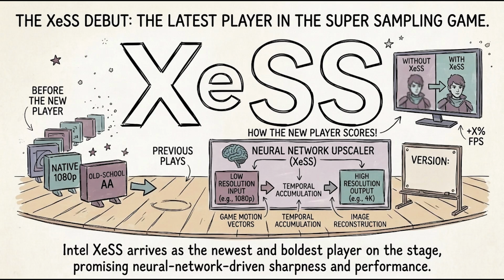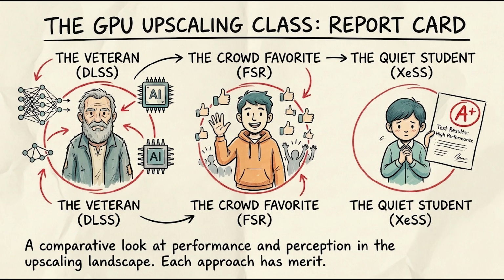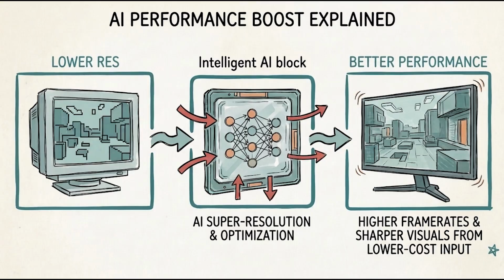XeSS. Intel's XeSS, super sampling, is the newest player in the upscaling game. It gets constantly overlooked, and that is a mistake. If DLSS is the established veteran and FSR is the crowd favorite, XeSS is the quiet transfer student who actually aced every test. XeSS does the same core job. Render at a lower resolution. Upscale intelligently. Get better performance.